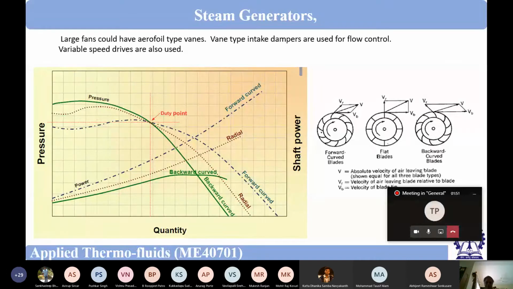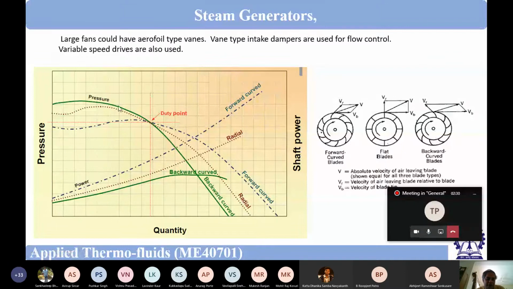So we were in this slide. This is a very important slide, not only for this course of power plant, but in general for mechanical engineering. I have drawn it for fans, but a similar kind of curve will come for pumps also, particularly centrifugal pumps. This is called the characteristic curve, either fan characteristic curve or pump characteristic curve.